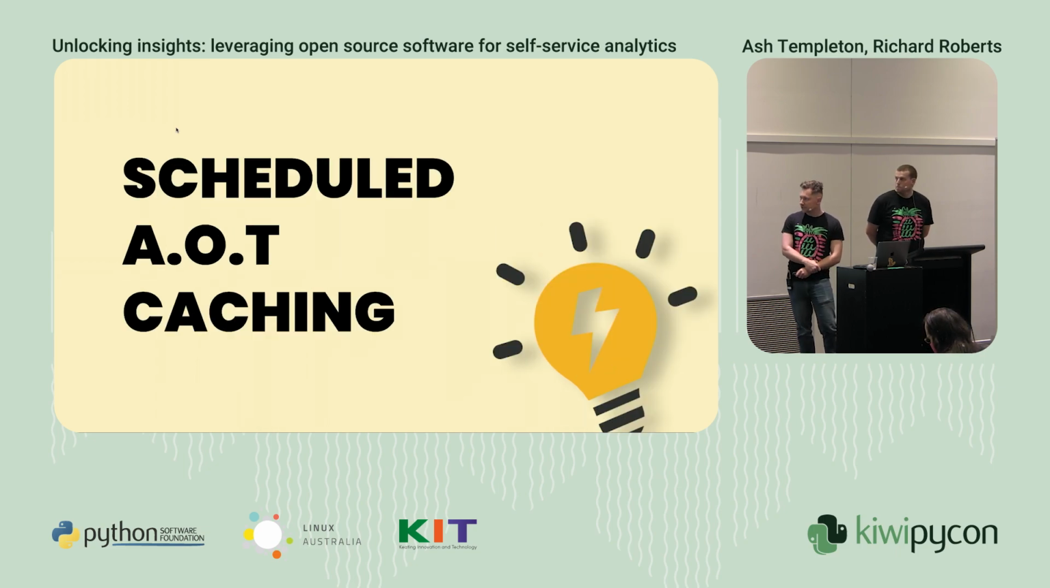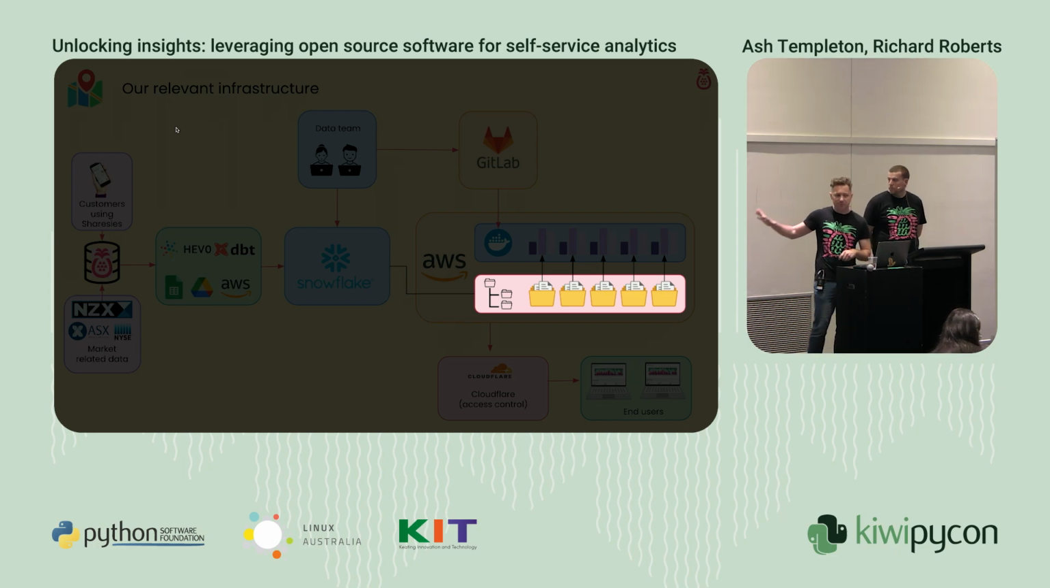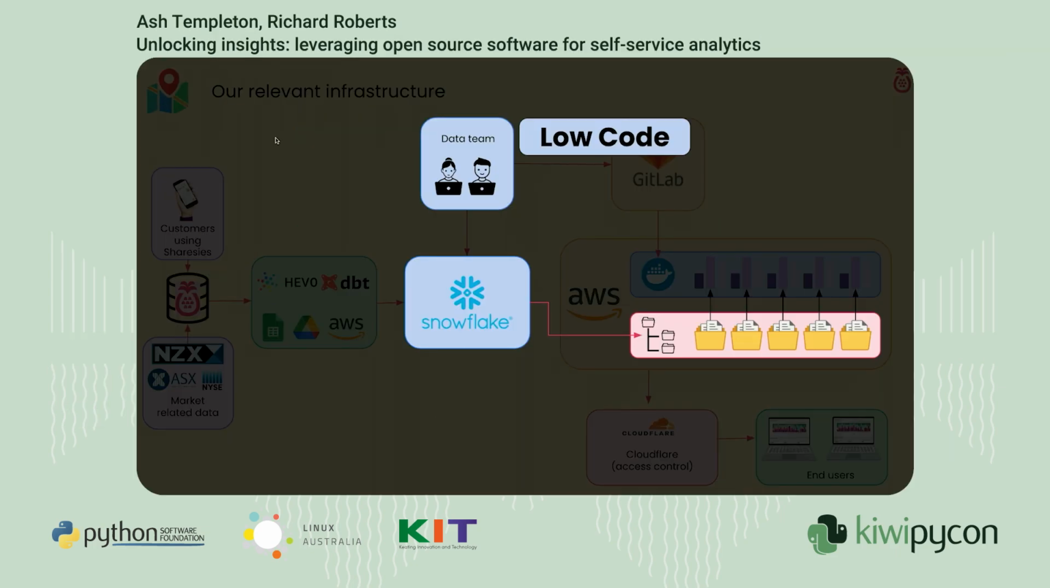Okay, so the scheduled ahead of time caching subsystem. Going back to the infrastructure page, we dive into this point here. We've got a file system behind the applications. We've got Snowflake, and we're pulling data off Snowflake, putting it into that file system. One of our key concerns was to make it low code. We wanted to minimize the impact on the data team.